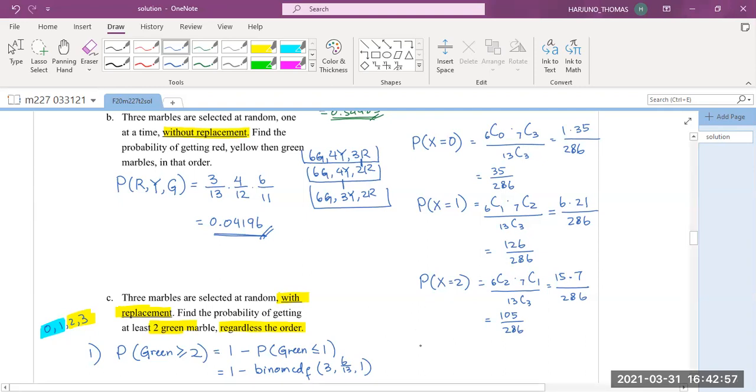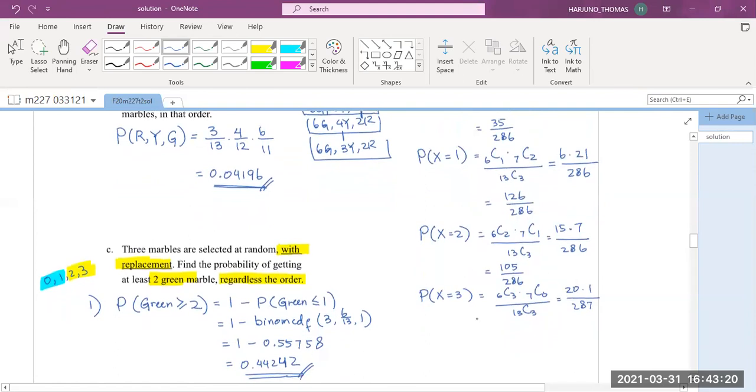Now, finally, what is the probability to get the number of greens is 3? Means all greens, 6 choose 3 times 7 choose 0 over 13 choose 3. Now, 6 choose 3 is 20. 7 choose 0 is 1. So I get this is 20 over 286.